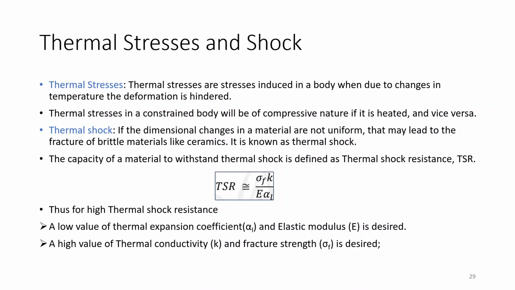The capacity of a material to withstand thermal shock is defined as thermal shock resistance. It can be given approximately as sigma F times K divided by E times alpha. Thus for high thermal shock resistance, a low value of thermal expansion coefficient alpha and elastic modulus E is desired, and a high value of thermal conductivity K and fracture strength sigma F is desired.